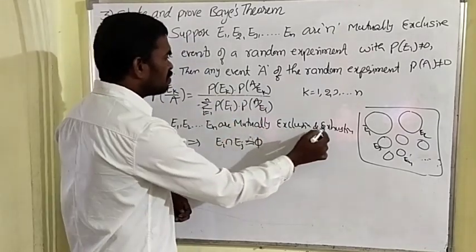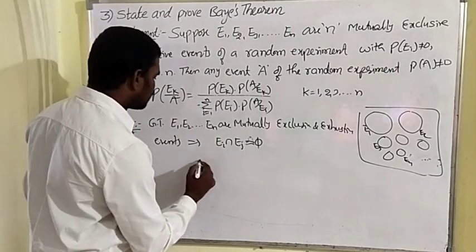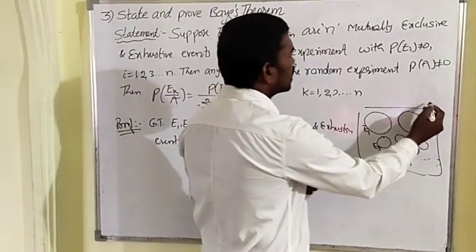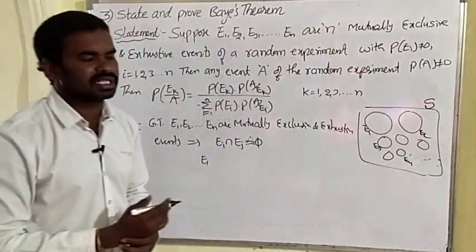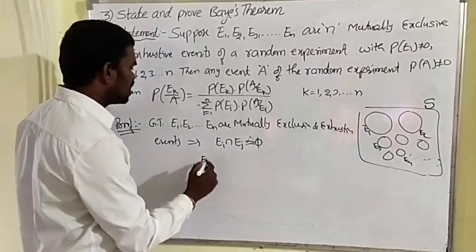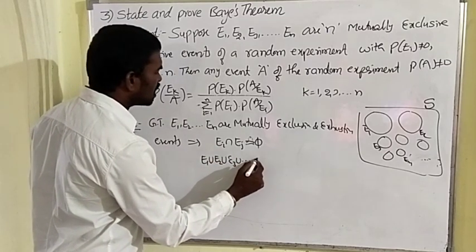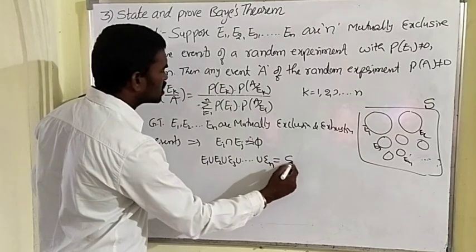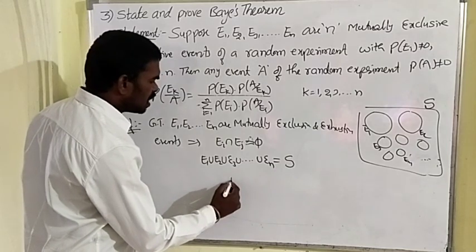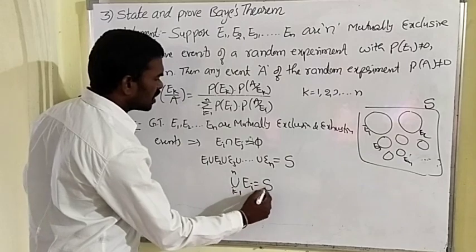Next, what is meant by exhaustive events? Exhaustive means the union of all events is nothing but the sample space capital S. Union of all events is the sample space. That means E1 union E2 union E3 union up to En is equal to the sample space. So this can be written simply as union i equal to 1 to n, Ei is equal to S.